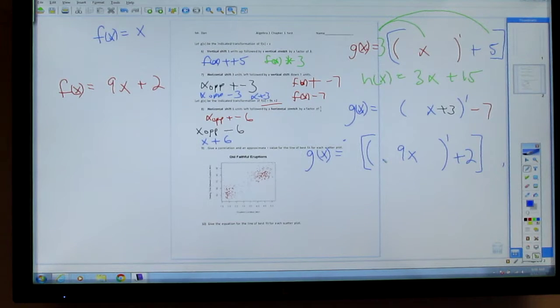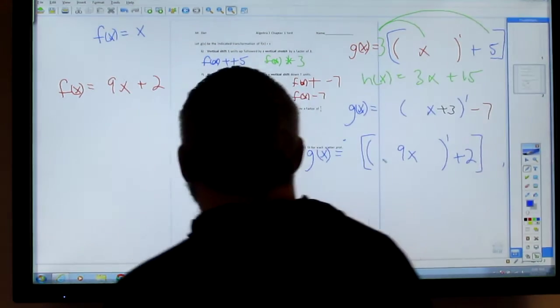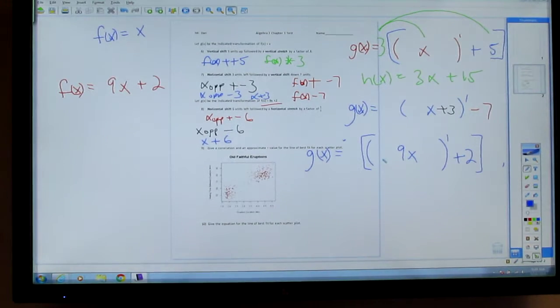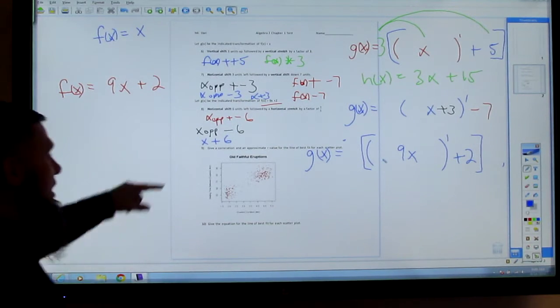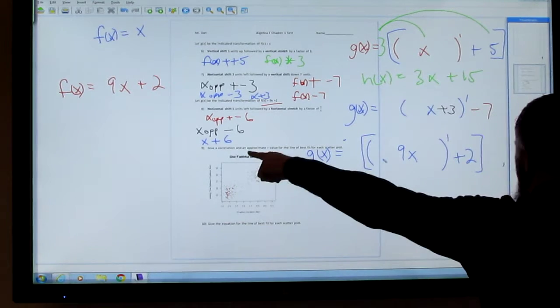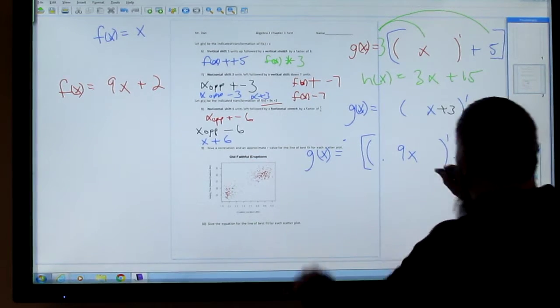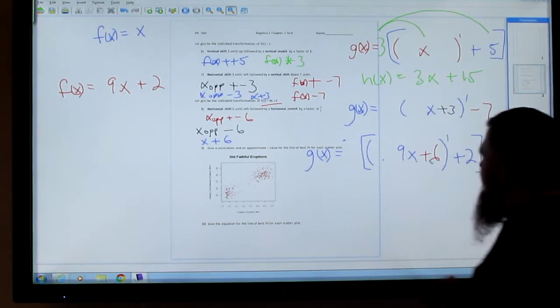Are we doing f of x and g of x for this one? Or just g of x? We're going to do g of x first. So g of x is plus 6, right? Yeah. X plus 6. Let's do that real quick. X plus 6, because we're almost out of time.